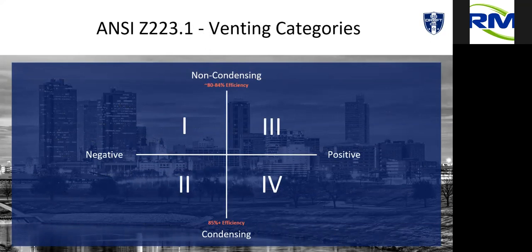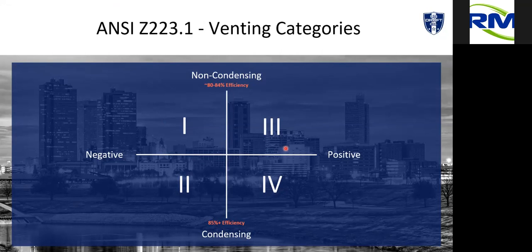And there's only 2 factors when it comes to venting categories. The first one being whether the appliance is positive or negative. Negative pressure is anything that is being pulled out of the appliance. So if Mother Nature or something else is pulling those flue products out of the appliance, that makes it a negative pressure appliance. If it's being pushed out of the appliance, typically by a fan, that will make it positive pressure, okay?